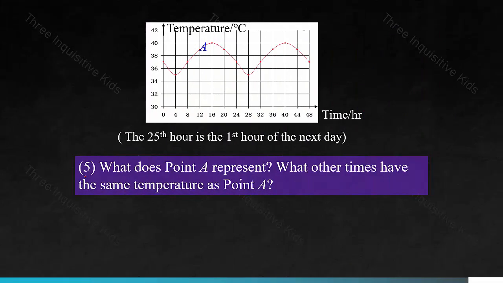This is our last question. What does point A represent? What other times have the same temperatures as point A? Well, point A represents the camel's body temperature at 12 o'clock. And some other times that have the same temperature as point A would be the 20th hour, the 36th hour, and the 44th hour.